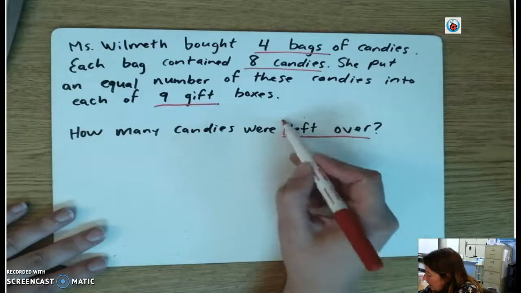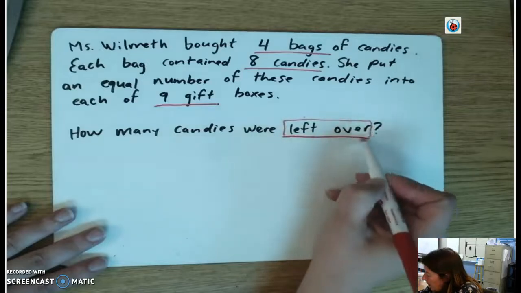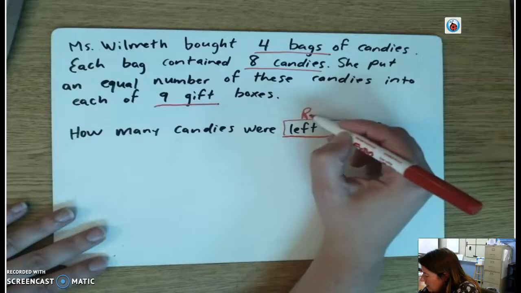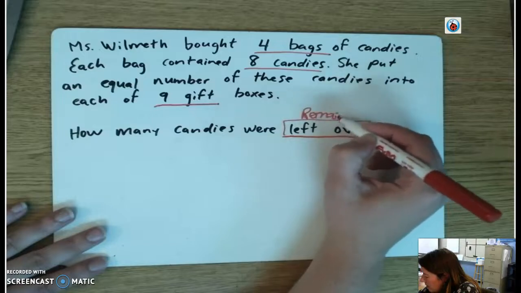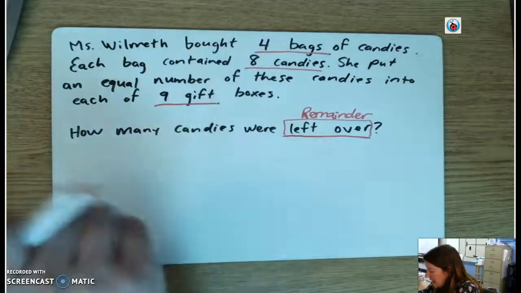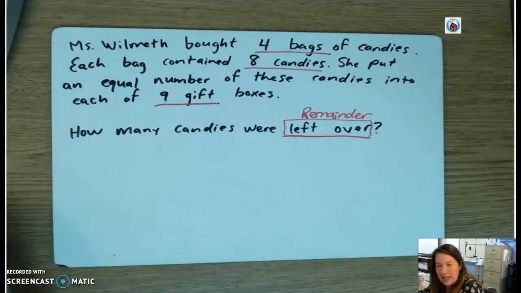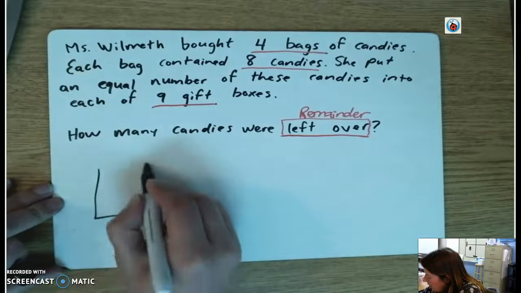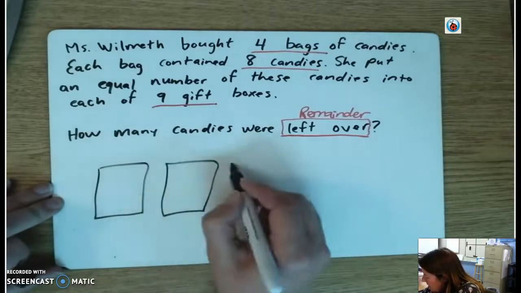This is an important part of our question. This is going to be asking how many were like the remainders, because they want to know how many are left over. So let's take a look at this. I'm going to draw some pictures to help me kind of understand this. So she bought how many bags of candy? 4 bags of candy. So I'm going to draw 4 bags here.